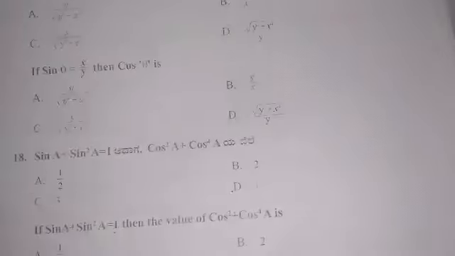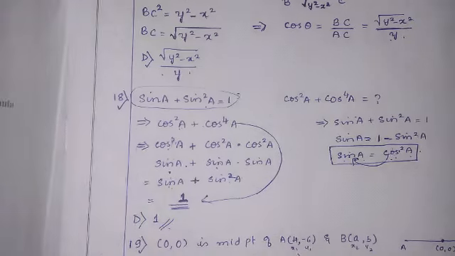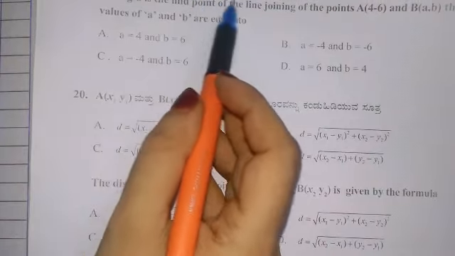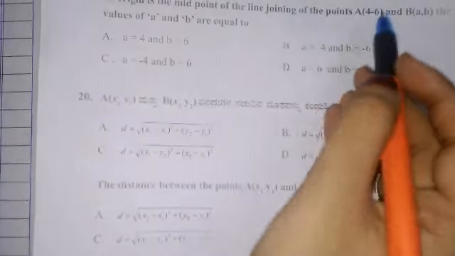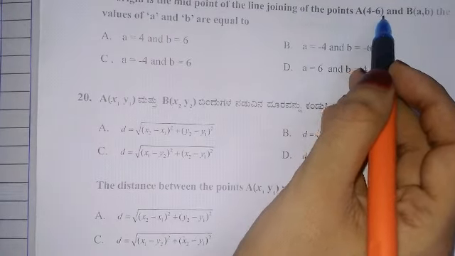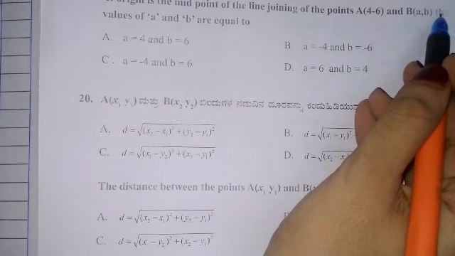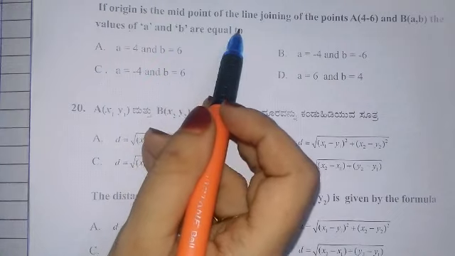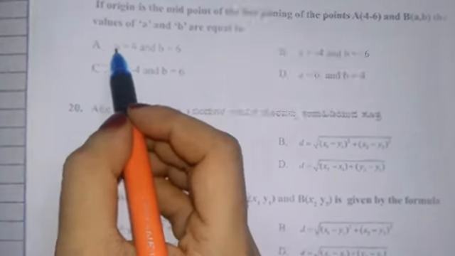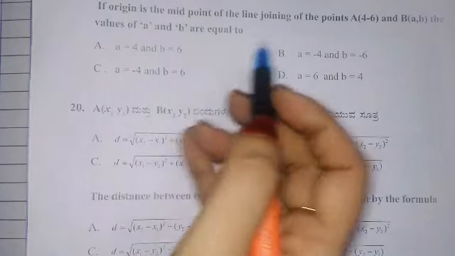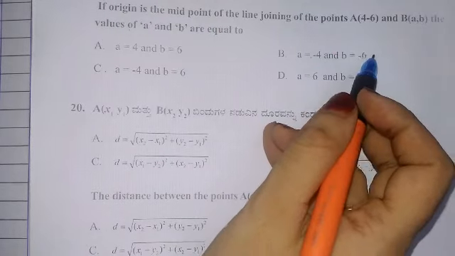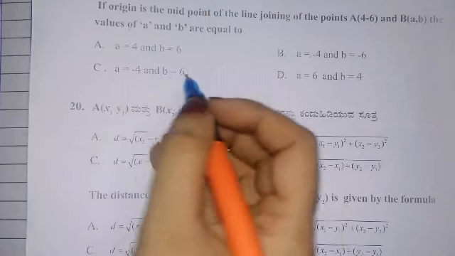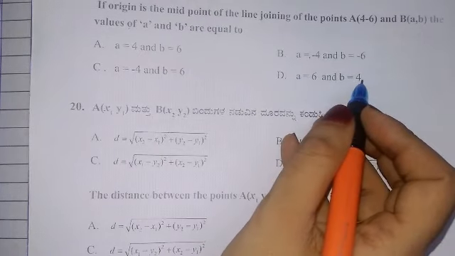Let us see the next question. If origin is the midpoint of the line joining point A (4, -6) and B (a, b), the values of a and b are equal to. Here they have given the options: a is 4, b is 6; a is -4, b is 6; a is -4, again b is 6; and a is 6, b is 4.